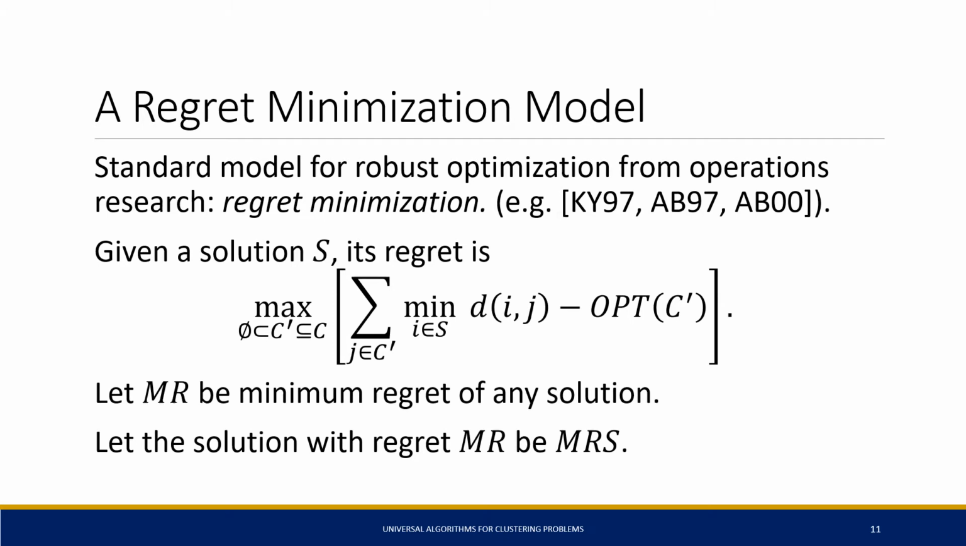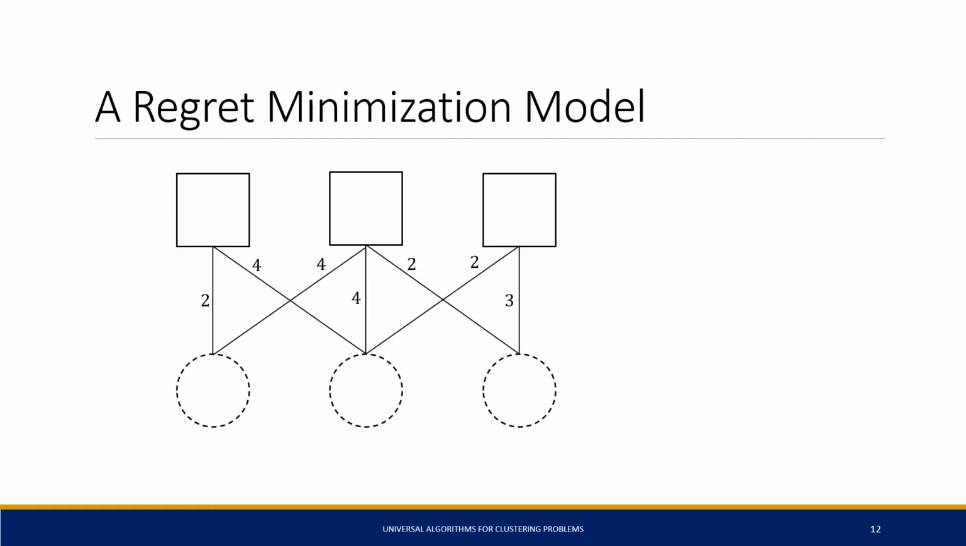In particular, let's denote the smallest possible regret of any solution by MR, or the minimum regret, and then we'll let MRS denote the solution that actually achieves the minimum regret. So for example, let's say I have this clustering instance. Again, the squares on the top are facilities and the clients on the bottom are potential clients. And let's say I'm allowed to pick 2 of the facilities. So let's say I pick these 2 facilities.